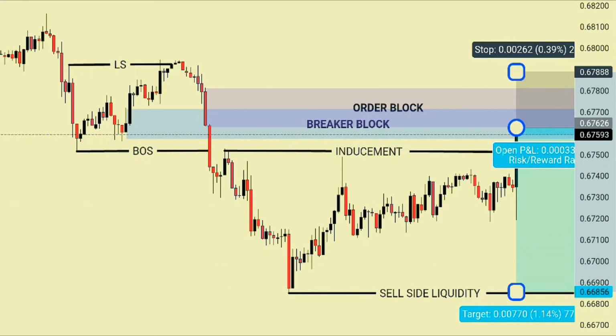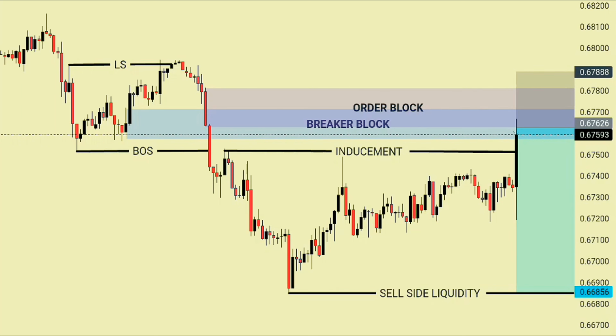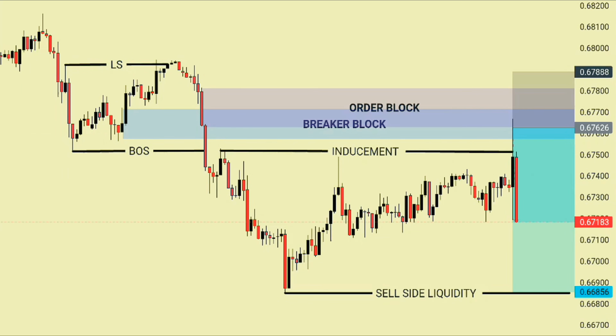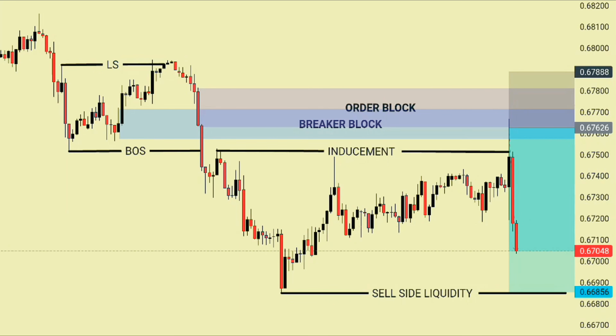As discount traders, we never chase trades. We always wait for price to come back to premium zones before entering. Selling from premium and targeting discount is the entire philosophy. The reaction from the order block provides the confirmation, and the target becomes the sell-side liquidity below, giving us a clean, high-probability trade. This is a textbook example of how the market delivers when you understand the framework.